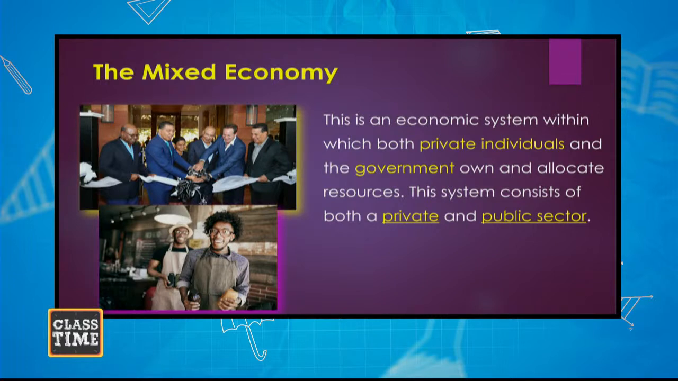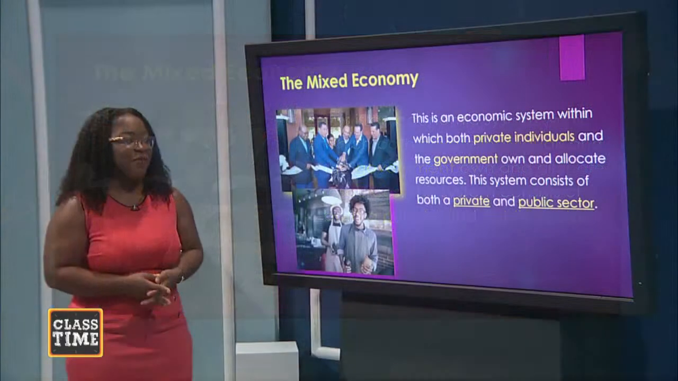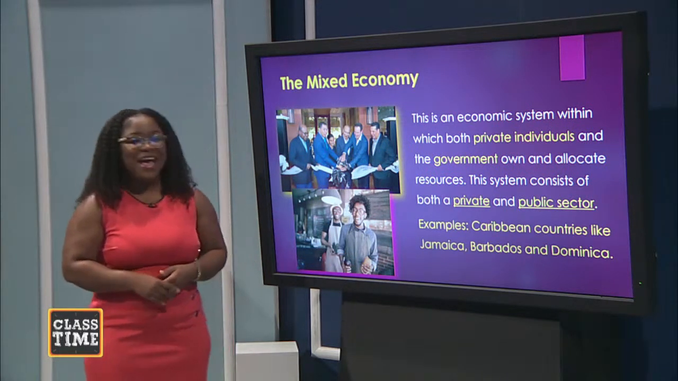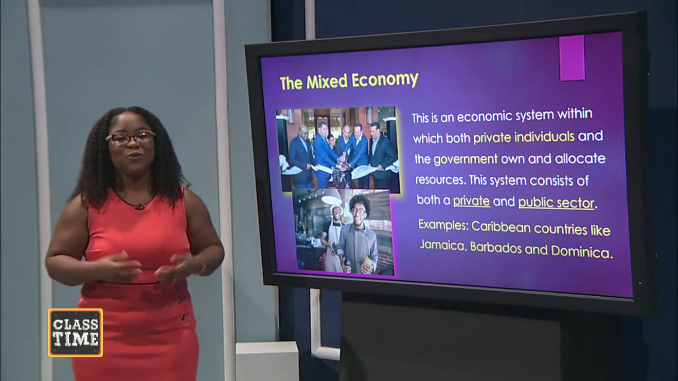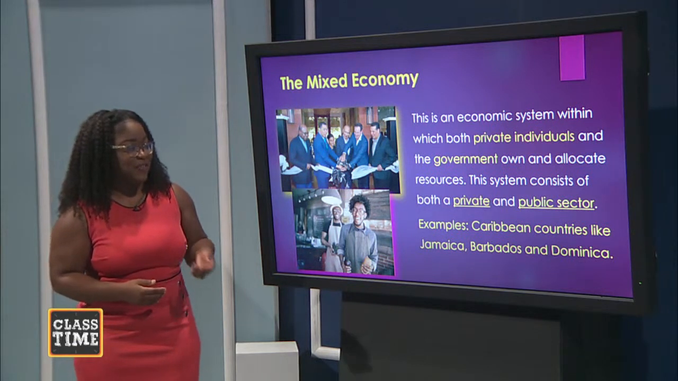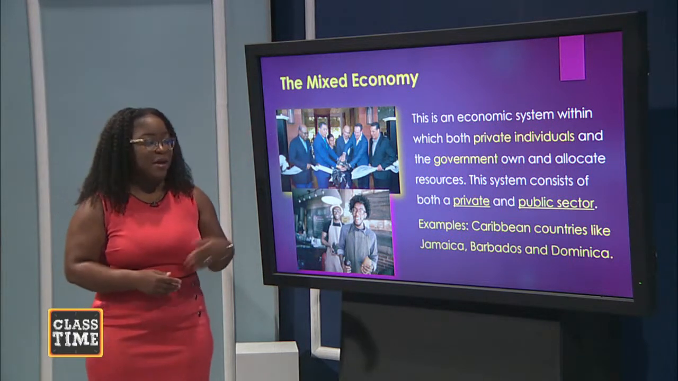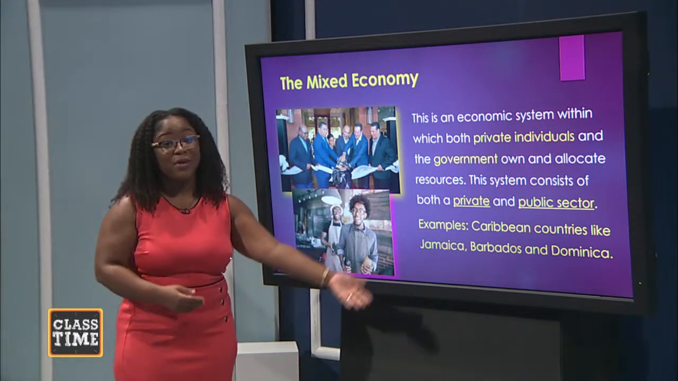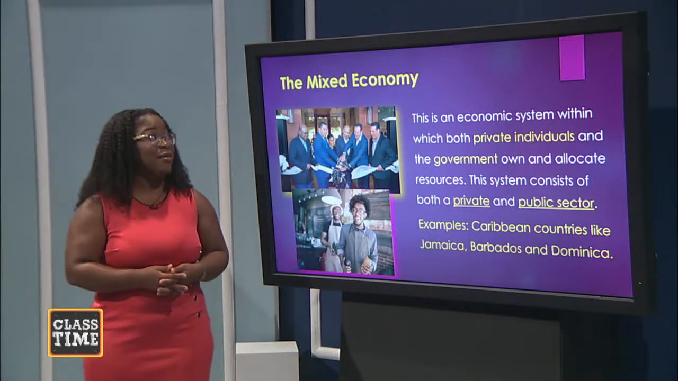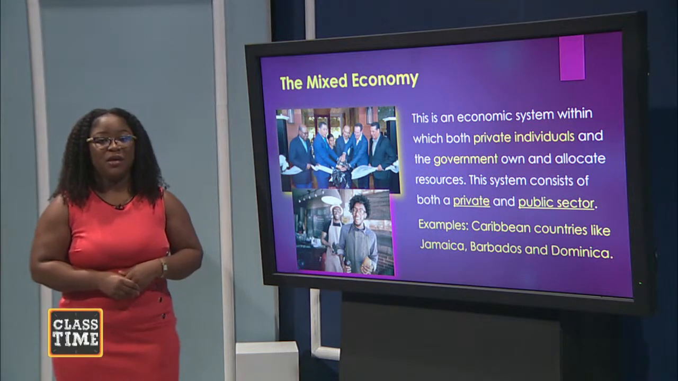So this economic system has a private and a public sector. And it says this is an economic system within which both private individuals and government own and allocate resources. So we have a little bit of both. This system consists of private and public sectors, and some examples are close to home. We currently live within an economic system that is considered to be mixed. Barbados and Dominica are also examples of Caribbean countries. And there are other Caribbean countries that we can also relate to that have the mixed economy.